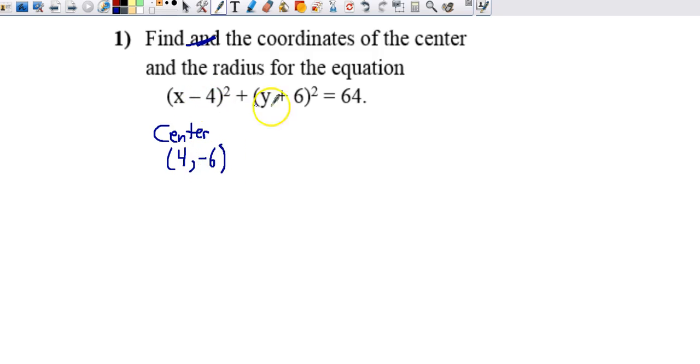So if this were plus and that were minus, that would be negative and positive. So opposite of what's in the parentheses. The radius is the square root of this number here. So radius is the square root of 64. So r is going to be 8.